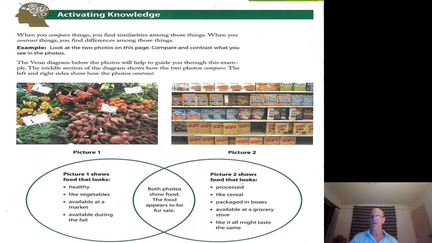That's the comparing. Both photos show food, and it appears to be on sale. However, in picture one, it's healthy food. It looks like vegetables. It looks like it's available at a market, an open outdoor market, and perhaps available during the fall harvest season. Whereas picture two looks like processed food, mostly cereal. It's all in boxes and for sale at a grocery store, not a market. And it looks like perhaps it all tastes the same. So, compare and contrast.